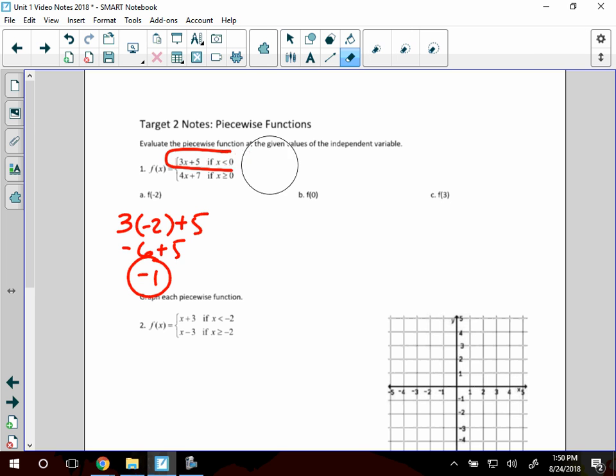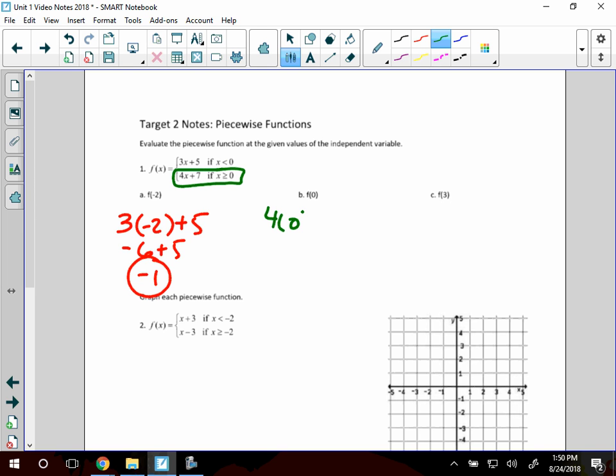Next I see f of 0, so I have to think which piece am I using. So I'll use the second piece where x is greater than or equal to 0. So wherever I see x, I'm replacing it with 0. So then I get 7. And for part C, finding f of 3, I'm going to use that second piece again. Okay, so that's evaluating piecewise functions.